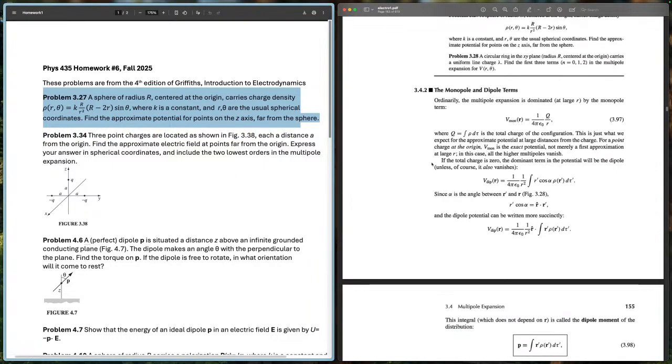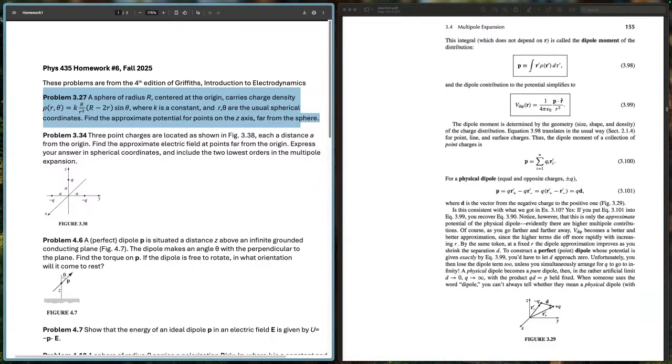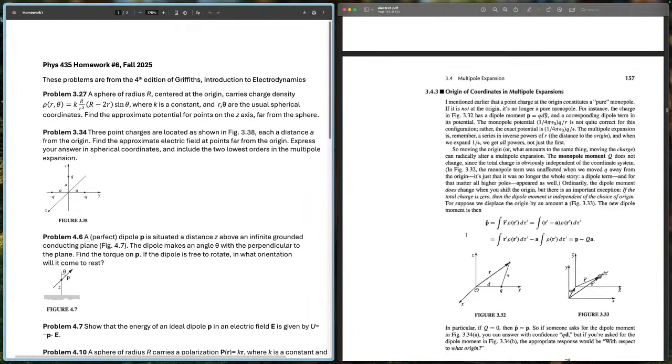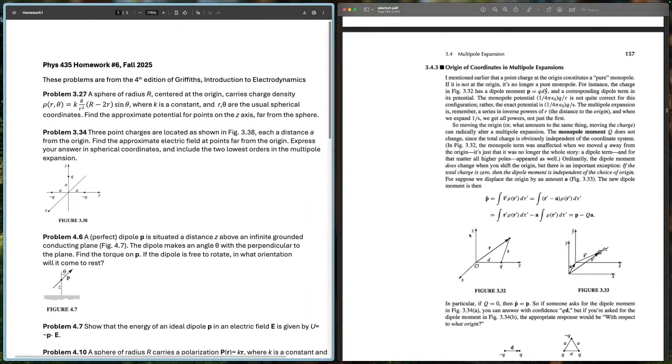Okay. Then now we should solve 3.34. Okay, it says 3 point charges located as in this figure. So 2 on the y-axis, 1 on the z-axis, and they are all distance a from the origin. Find the approximate electric field at points far from the origin. Okay, so this should be something similar to the multipole expansions.